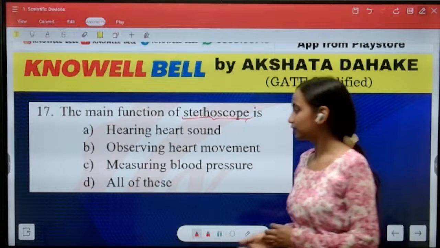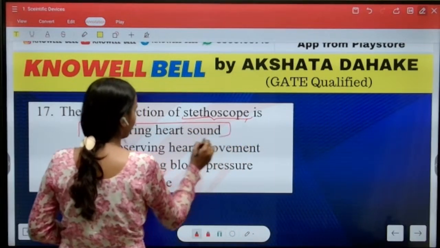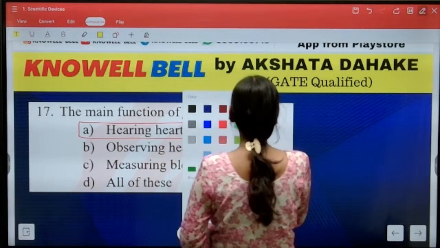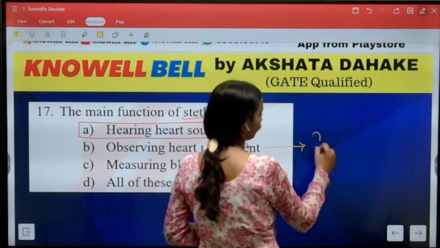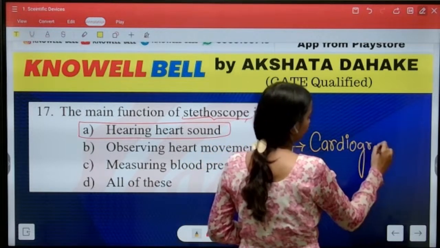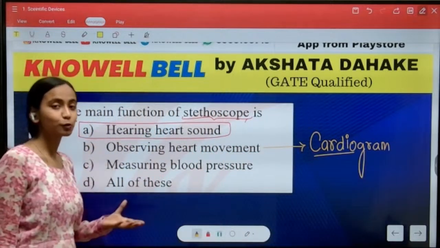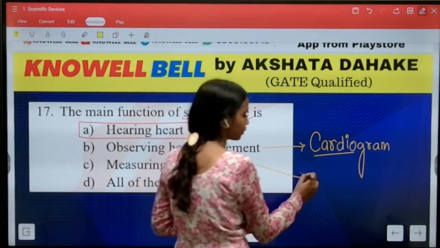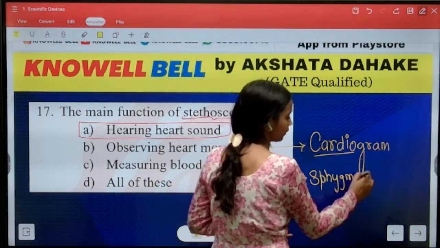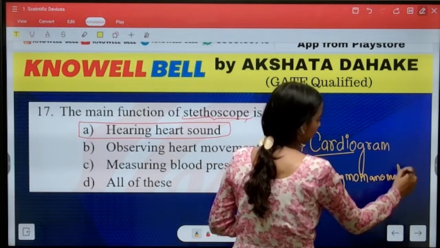Correct. Option A is the right answer. Good. Hearing heart sound. For heart sound, we use the stethoscope. Which device do we use for heart movements? For heart movements, the device used is the cardiogram. Which device is used to measure blood pressure? For blood pressure, the device we use is the sphygmomanometer.